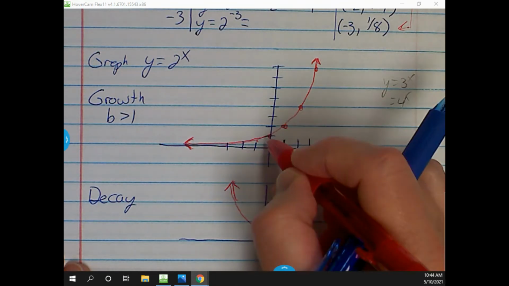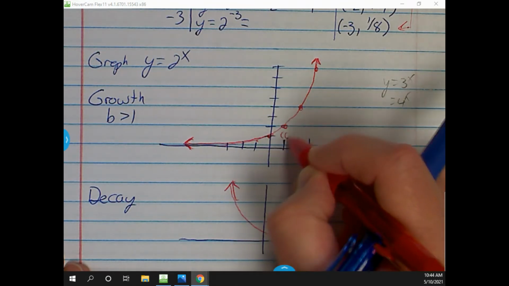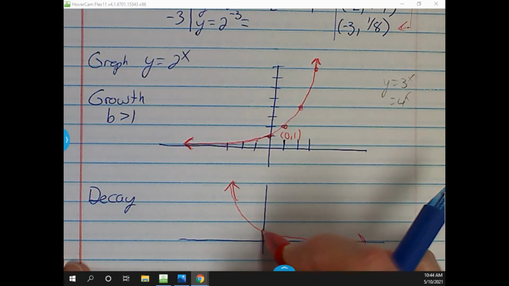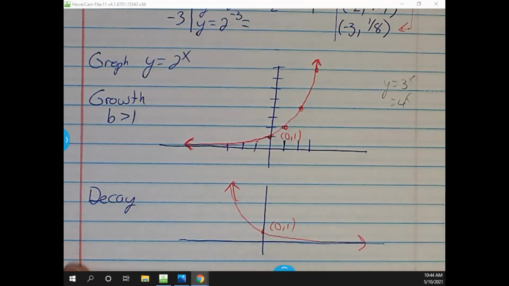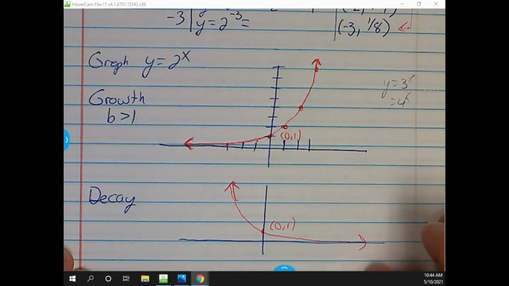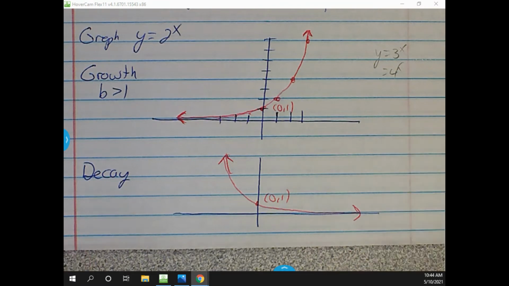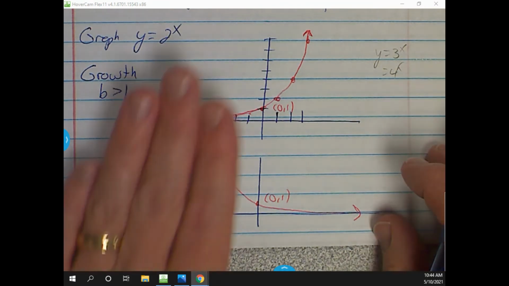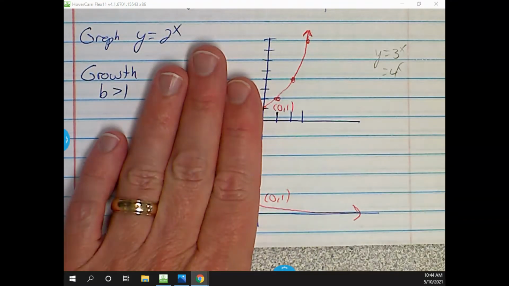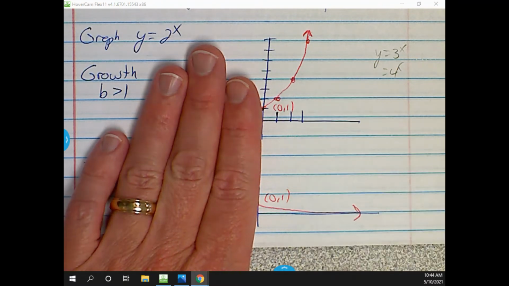Now, the one thing that these two graphs have in common is that this point was at (0, 1) on the y-axis, and this point is also going to be at (0, 1). So if we talk about growth and decay, that's the one thing they always have. And if we talk about real-world applications, in a lot of cases you don't look at the numbers to the left of your y-axis.